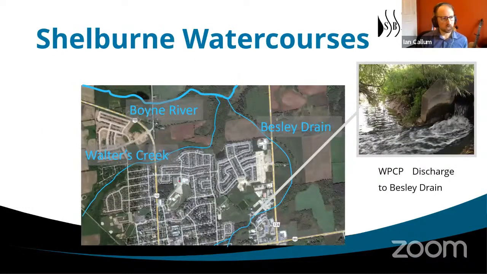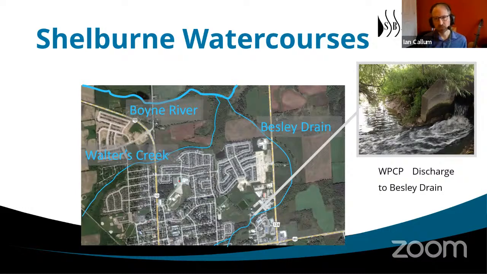Just in case you weren't aware what happens to the water coming out of the water pollution control plant, it is discharged to the Besley drain, shown on one of the blue lines here, where it travels to the north before its confluence with the Boyne River. We did talk about this a little bit earlier in one of the previous open houses.